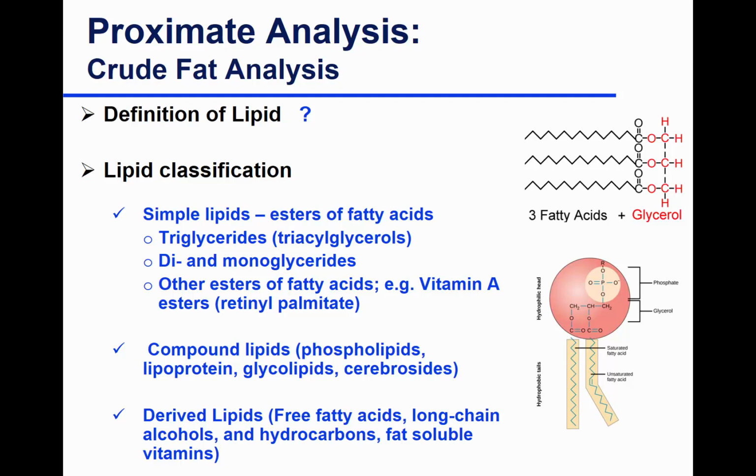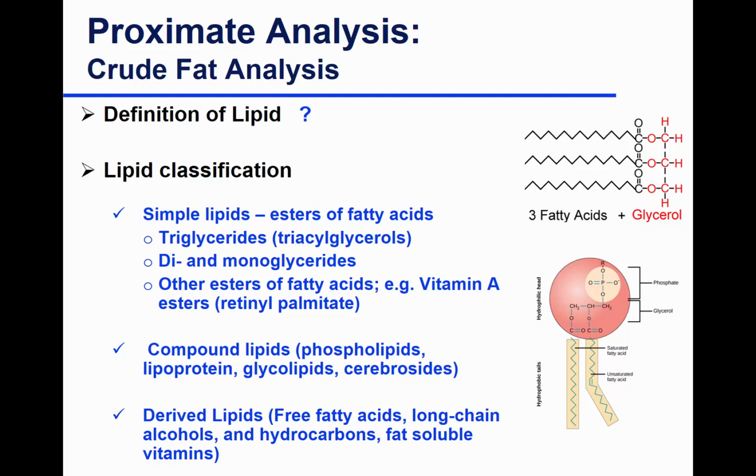Okay, so simple lipids can be esters of fat, such as triglycerides, di and monoglycerides, emulsifiers. Di will have only 2 fatty acids. They will be more polar than triglycerides. And monoglyceride will have 1 fatty acid, also more polar than your triglyceride. Other esters of fat, vitamin A is an ester with fatty acid. Instead of having glycerol, it has retinol as your alcohol.